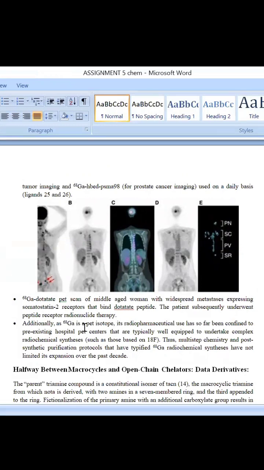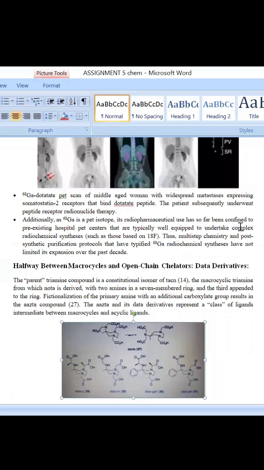Additionally, gallium is a PET isotope. Its radiopharmaceutical use has so far been confined to pre-existing hospital PET centers that are typically well equipped to undertake complex radiopharmaceutical radiochemical synthesis. Next point is halfway between macrocyclic and open chain chelators. The parent triamine compound is a constitutional isomer of TACN, the macrocyclic triamine from which NOTA is derived, with two amines in a 7-member ring and the third appended to the ring. Functionalization of the primary amine with additional carboxylate groups results in the AAZTA compound, and the AAZTA derivatives represent a class of ligands intermediate between macrocycles and acyclic ligands.